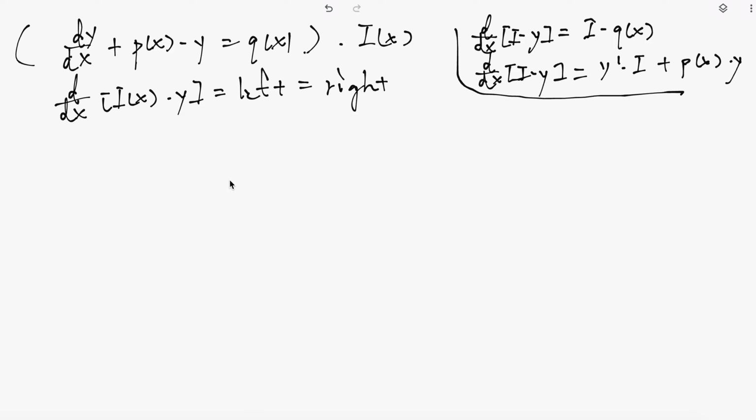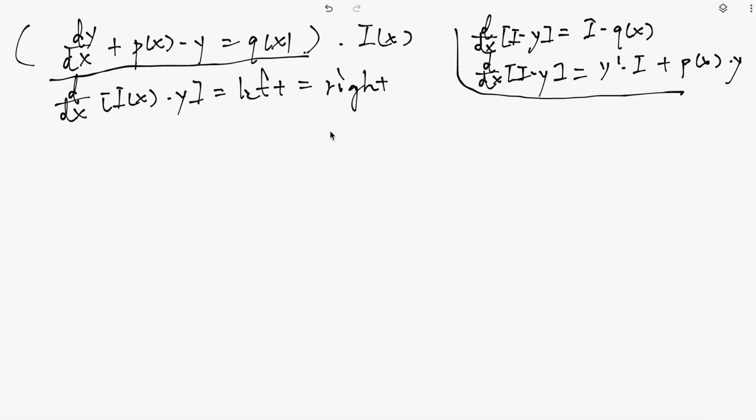So hi everyone, welcome. This video is going to focus on solving the first order differential equation. To solve it, we have to know what a differential equation is at first. So here is the general form of the first order differential equation.